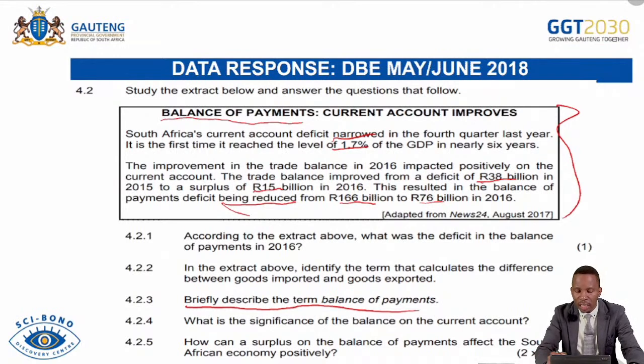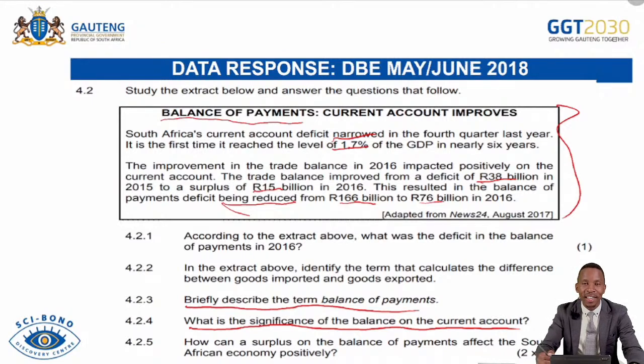What is the significance of the balance of payment on the current account? The answer cannot be found in the above given information. You need to use your content knowledge. Again, link. How can the surplus on the balance of payments affect the South African economy? Again, in this case, you need to use your content knowledge and link, because the answer cannot be found in the given extract. So it's very important that you keep it in your mind. You might find it in the given information on the extract. You can find it, but going down, you need to use your content knowledge.